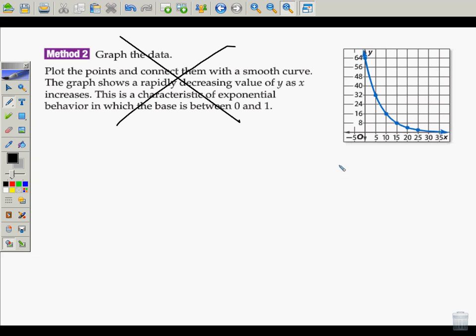And also it requires you plotting the points and having a graphing calculator, which some of you may not know how to do. But we can all look at something and identify a pattern. This is a much simpler way to do it.